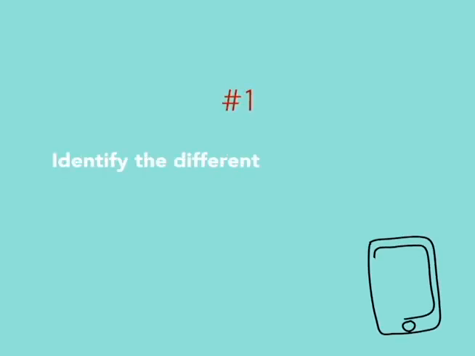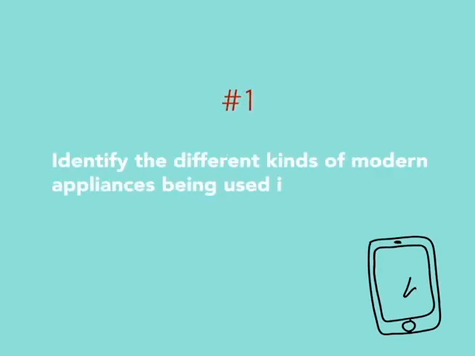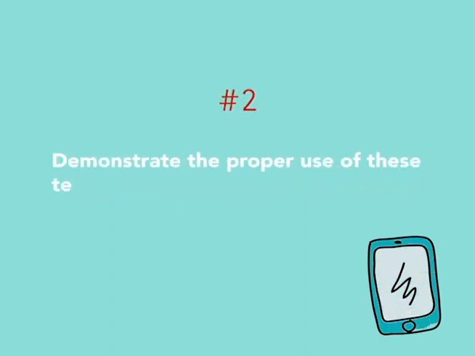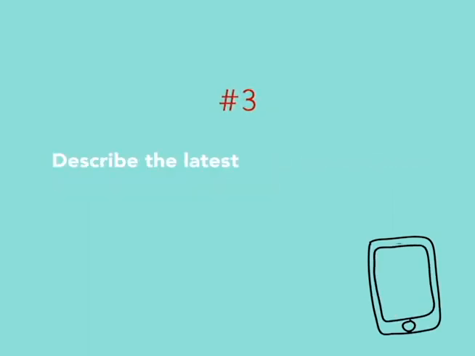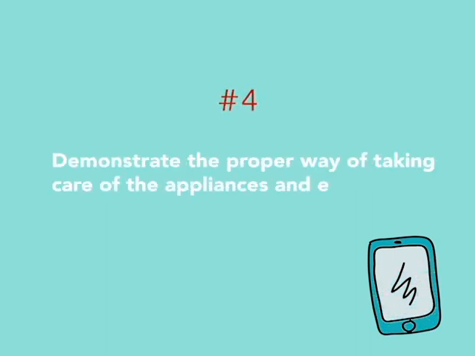After studying this module, you should be able to: 1. Identify the different kinds of modern appliances being used in your homes. 2. Demonstrate the proper use of these technological advances. 3. Describe the latest in entertainment technology. 4. Demonstrate the proper way of taking care of the appliances and equipment described.